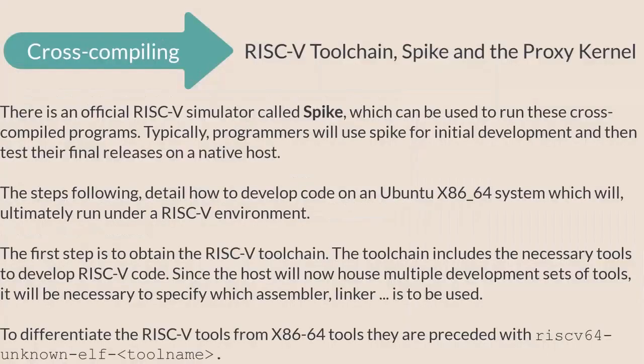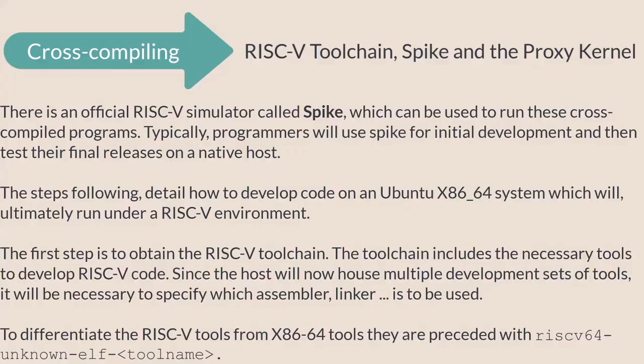There is an official RISC-V simulator called Spike, which can be used to run these cross-compiled programs. Typically, programmers will use Spike for initial development and then test their final releases on a native host. The steps following detail how to develop code on an Ubuntu x86-64 system, which will run under a RISC-V environment.